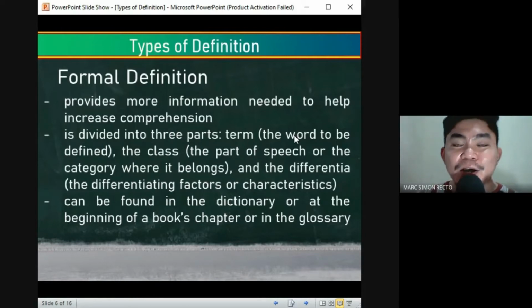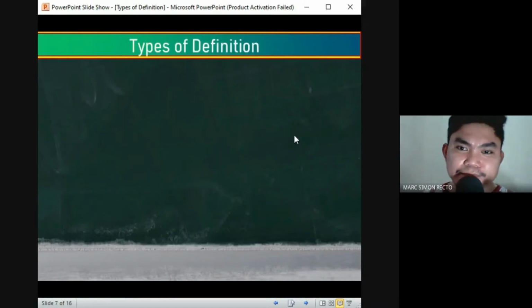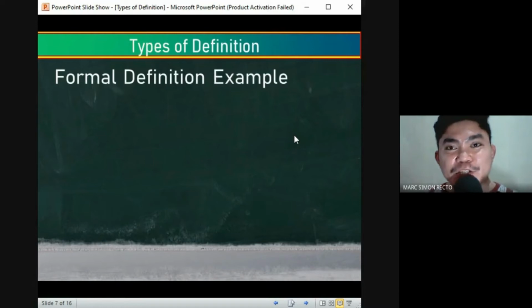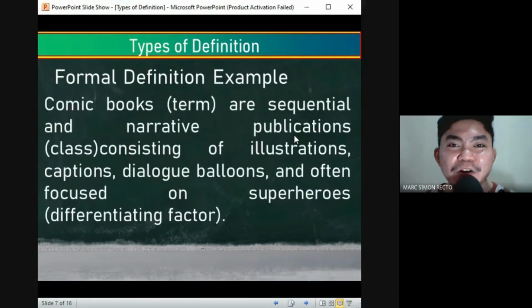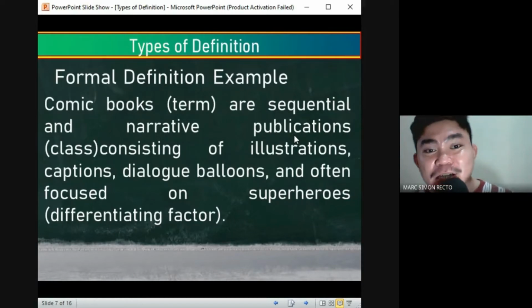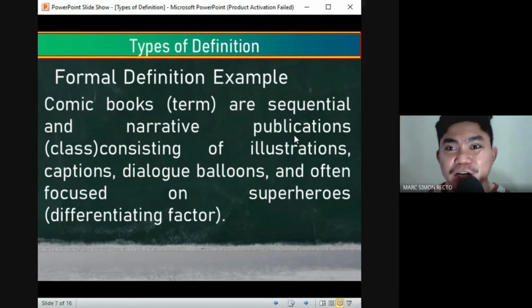And that is also an example of a formal definition. Now, more about formal definition. For us to easily understand what is a formal definition, let us have here an example. An example of formal definition. We have here: comic books are sequential and narrative publications consisting of illustrations, captions, dialogue balloons, and often focus on superheroes. We have here the three parts of a formal definition.